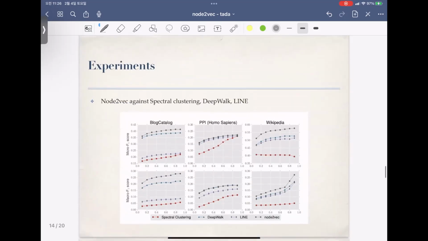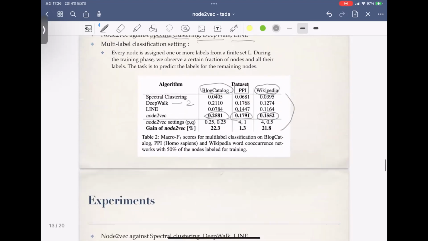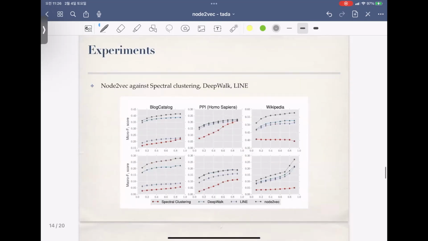And this is also the same experiment. However, for the training data over here, they were given 50% of the nodes. However, we can see how it performed based on the percentage of nodes. So 20%, 40%, 60, 80, and 100. And from all of the graphs, we have the macro F1 score and micro F1 score, micro and macro, sorry. And you can see that Node2vec has performed the best in all of the scores and different data sets.